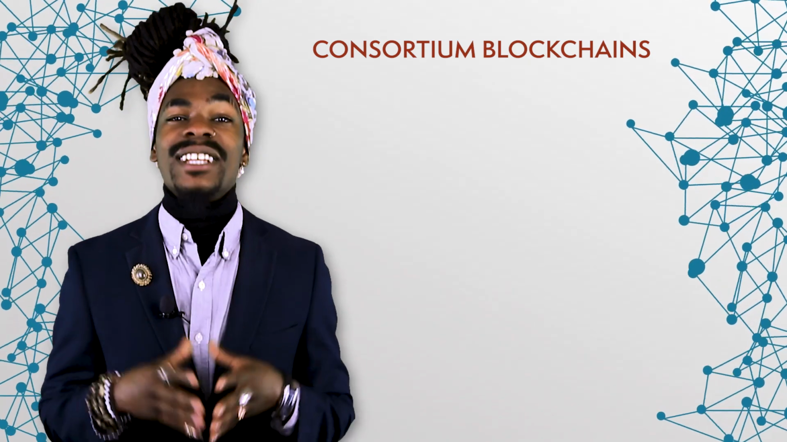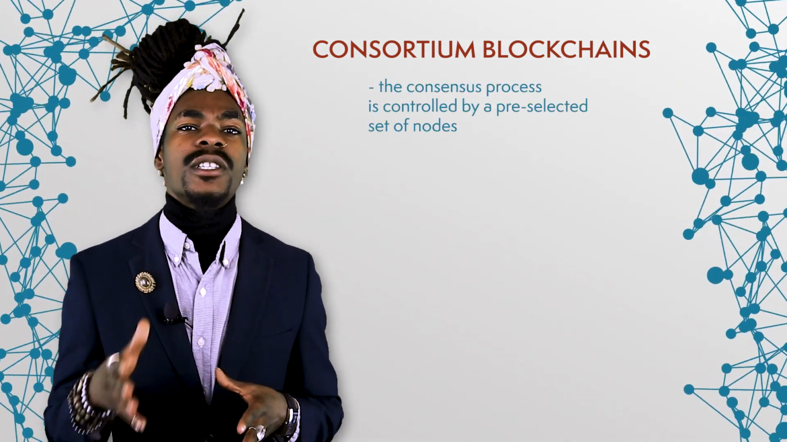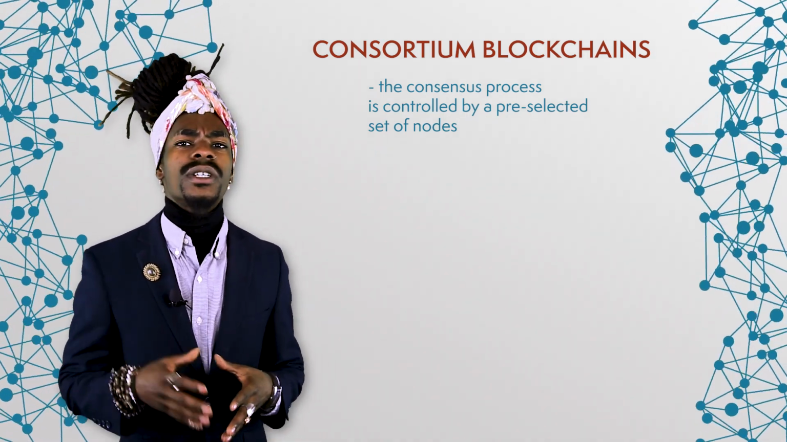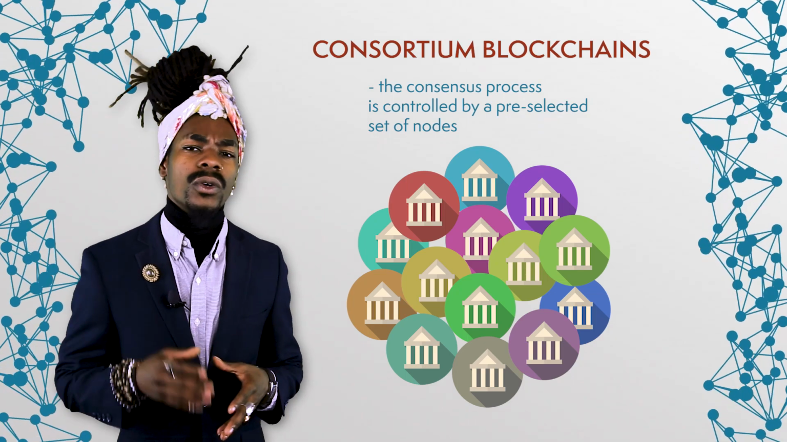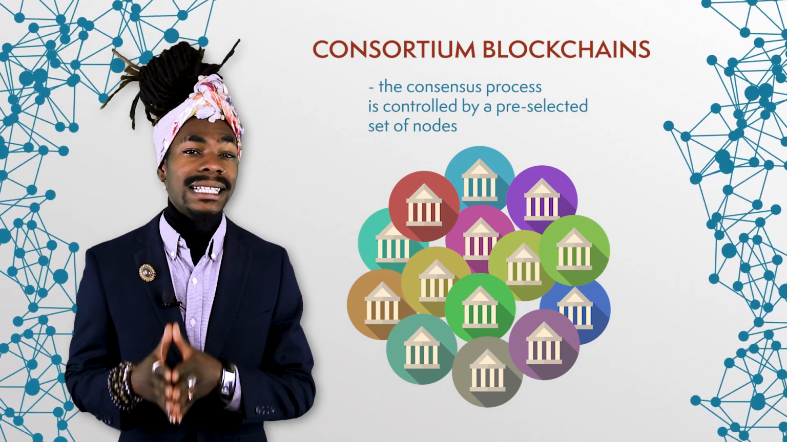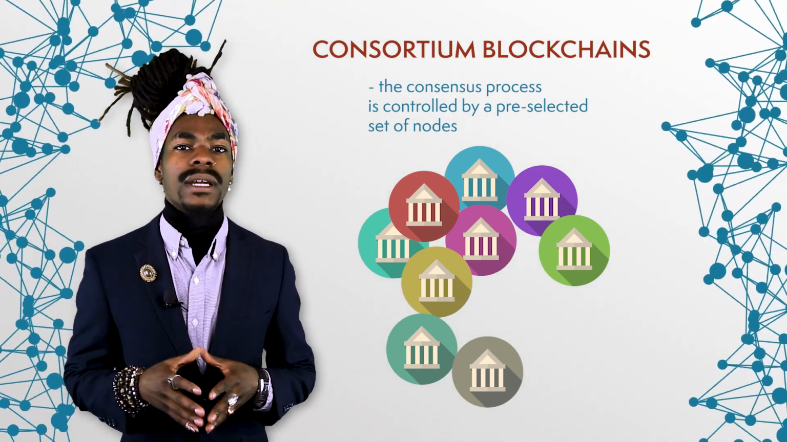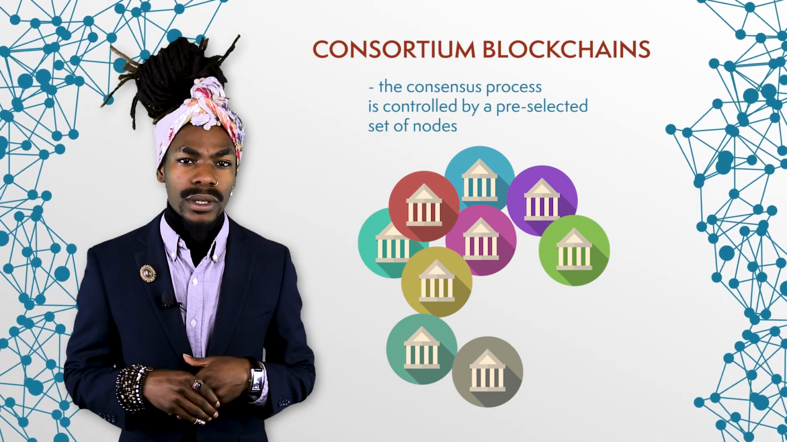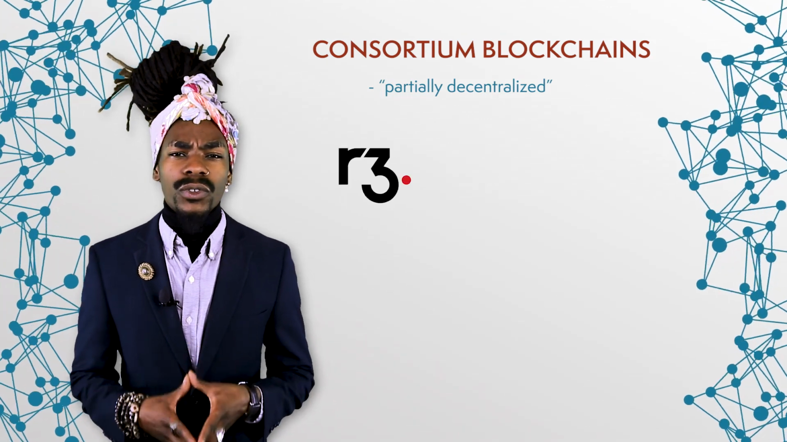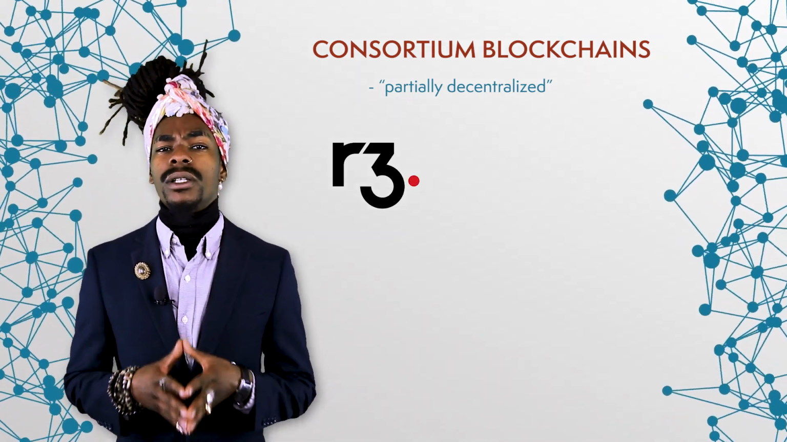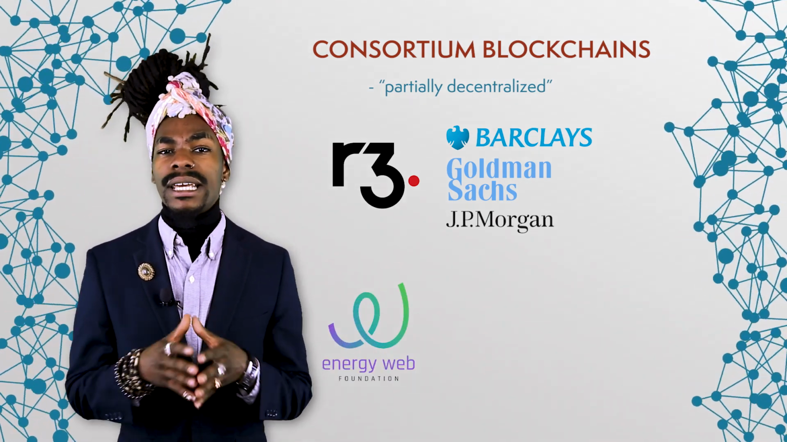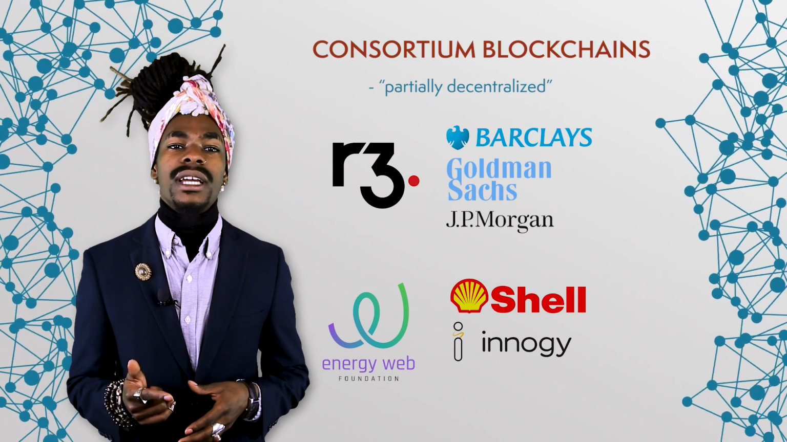Consortium blockchains. A consortium blockchain is a blockchain where the consensus process is controlled by a pre-selected set of nodes. For example, in a consortium of 15 financial institutions with 15 total nodes, in order for a block to be valid, it must be signed by at least 10 nodes. The right to read the blockchain may be public or restricted to certain participants. These blockchains may be considered partially decentralized. Examples include R3, which is run by a financial consortium including Barclays, Goldman Sachs and JP Morgan, and EWF, which is supported by an energy consortium including Shell, Energy, and E.ON.